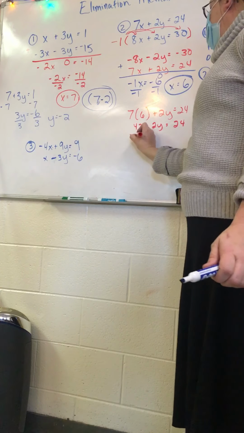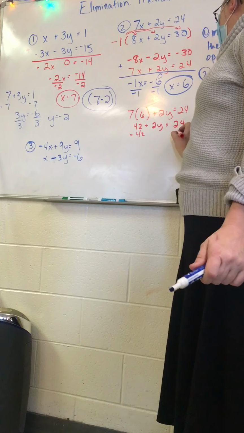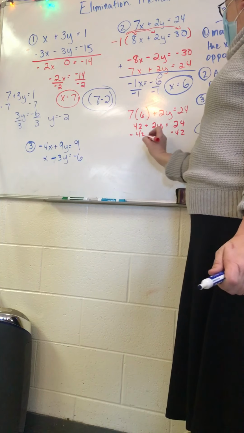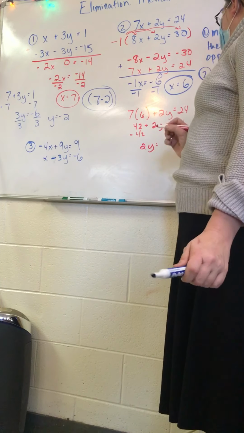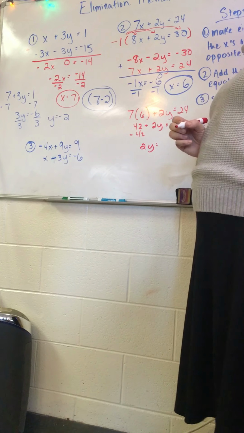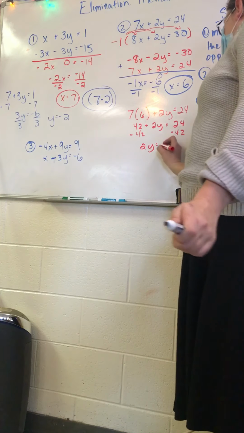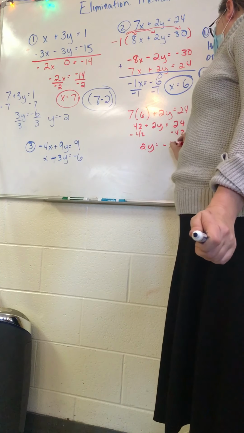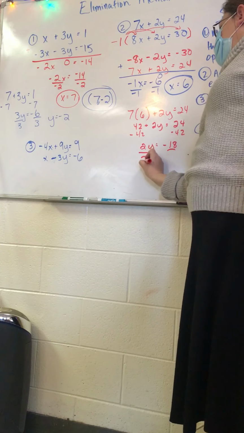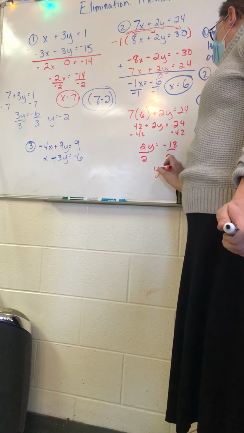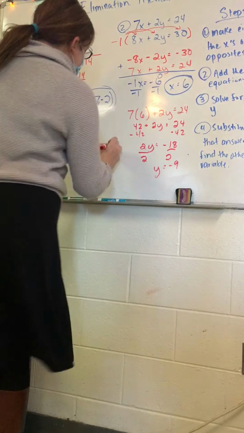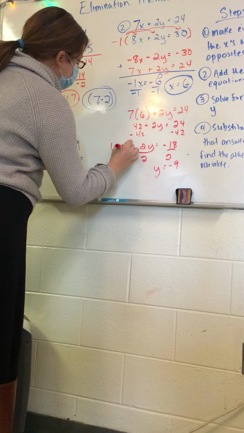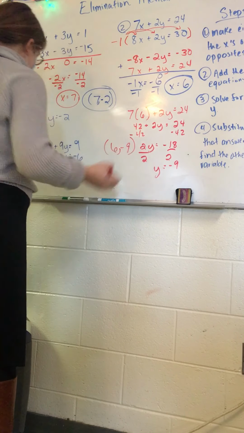So I'm going to subtract 42 from both sides. Then I end up with 2y equals 24 minus 42. That's going to be negative 18. Divide through by 2, and y is going to be negative 9. So my solution then is going to be 6 comma negative 9. Okay?